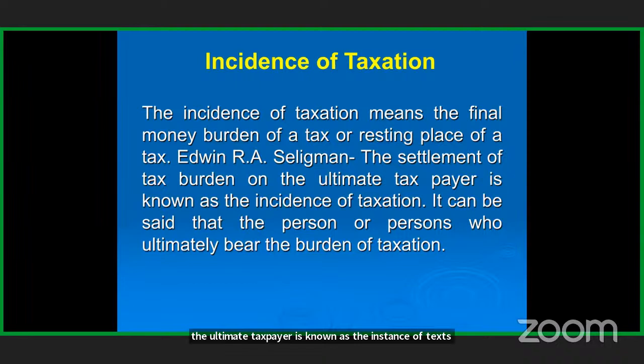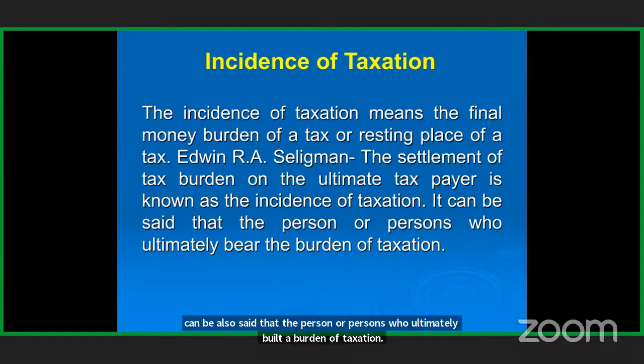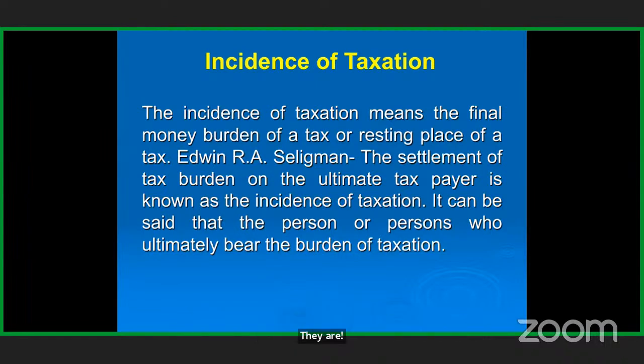It can also be said that the person or persons who ultimately bear the burden of taxation, they are bearing the incidence of taxation. It is known as incidence of tax. Impact of tax means the initial money burden of tax. But the final or ultimate tax burden is known as incidence of tax.